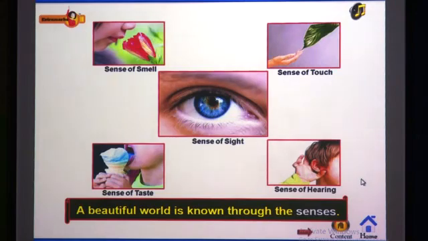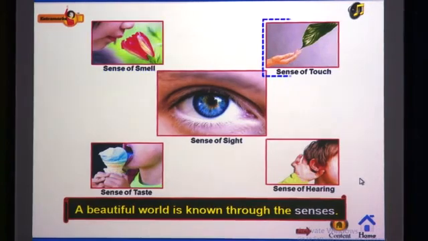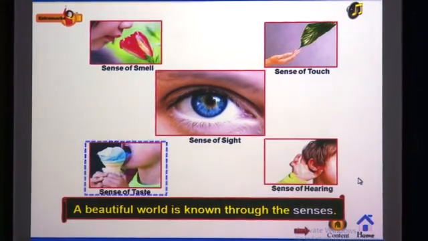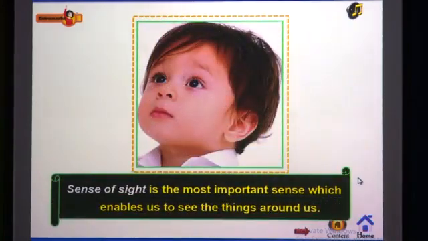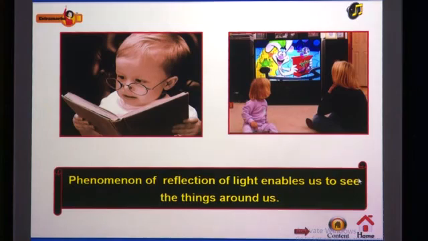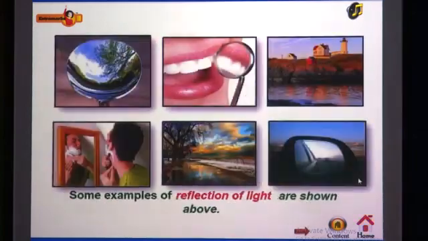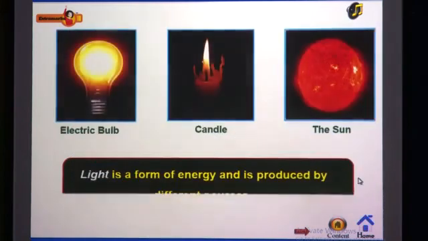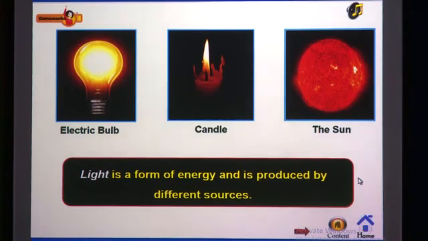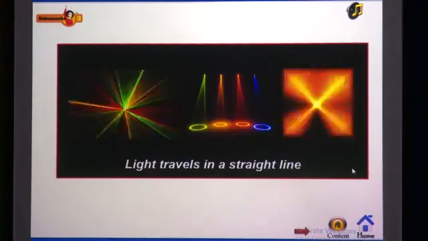The glory of the world is known through the senses. The senses are sense of smell, sense of touch, sense of taste, sense of hearing and sense of sight. Sense of sight is very important to us as it enables us to see the beauty of nature. This is due to the reflection of light which enables us to see the things around us. The various phenomena of reflection of light can be seen in our daily life. Light is a form of energy which we get from different sources. Light always travels in a straight line.